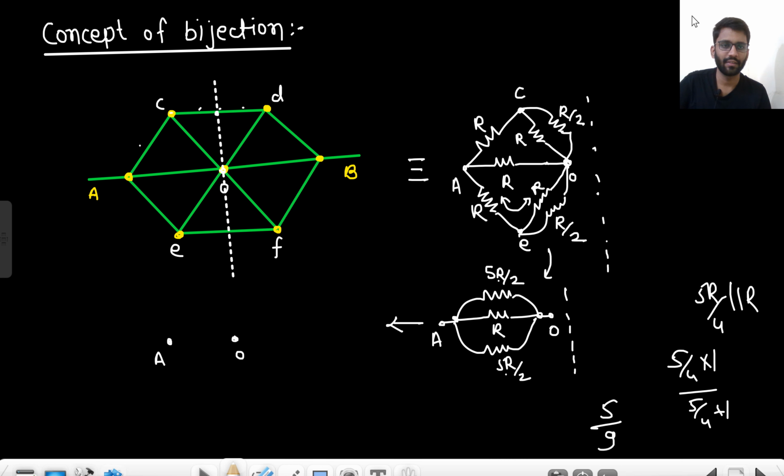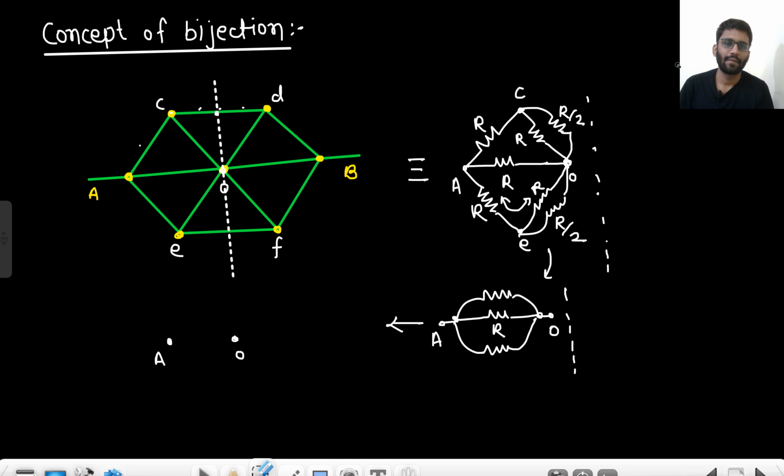Is there some mistake? Okay, I'm really sorry. There is a very big mistake from my side. R by 2 parallel with R, what will that become? That will become R by 2 upon 3R by 2. So this will become R by 3.